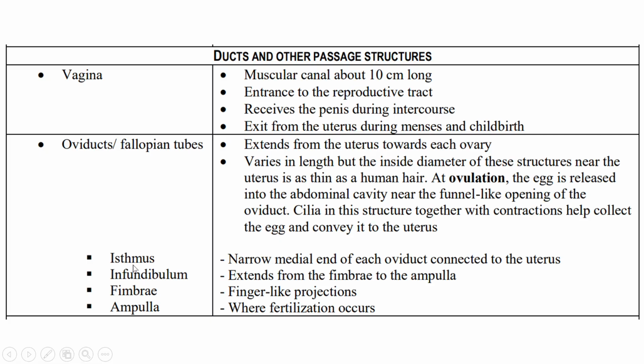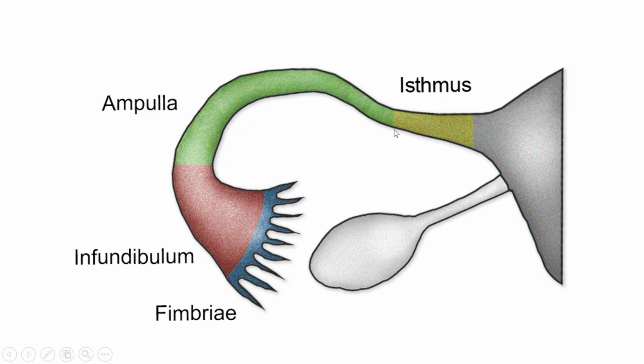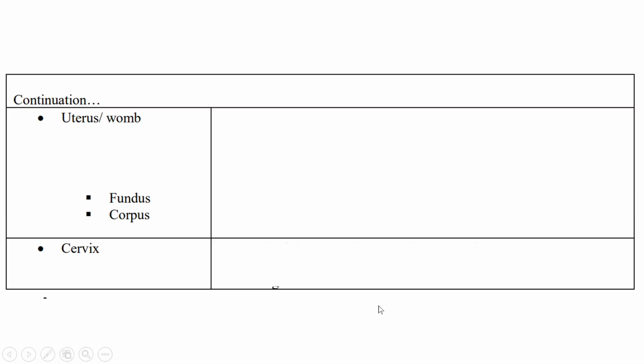Now, you have to remember that there would be several parts of the fallopian tubes, IIFA. So you have the isthmus, the infundibulum, the fimbriae, and the ampulla. So the isthmus is this very short section of the fallopian tube. The ampulla is the longer one, wherein most of the egg cells are fertilized in this area. This is the infundibulum, and more importantly is the fimbriae, or finger-like structures. That would be the one collecting the egg cell once it is released from the ovary.